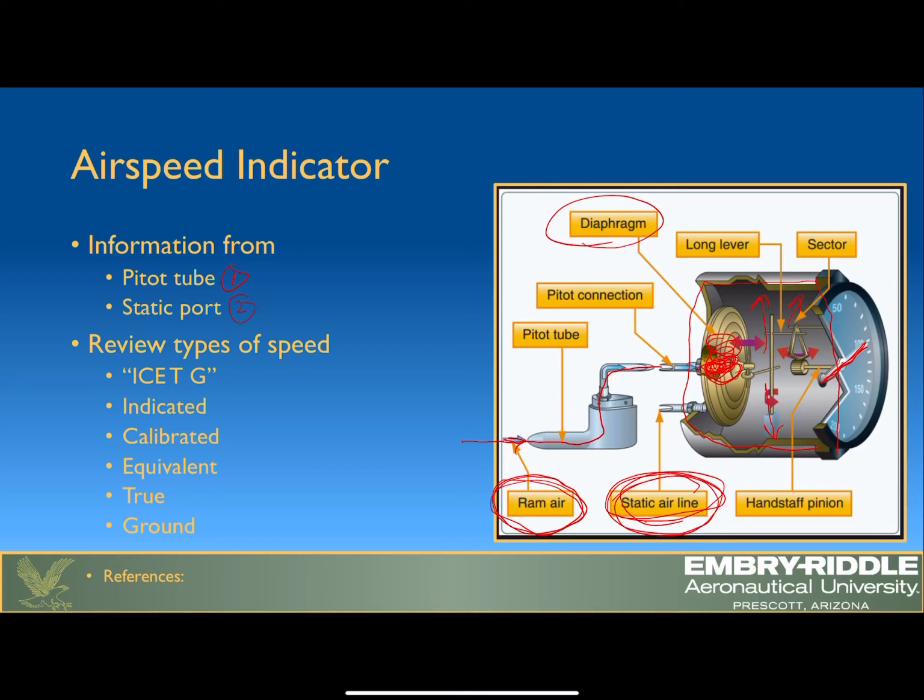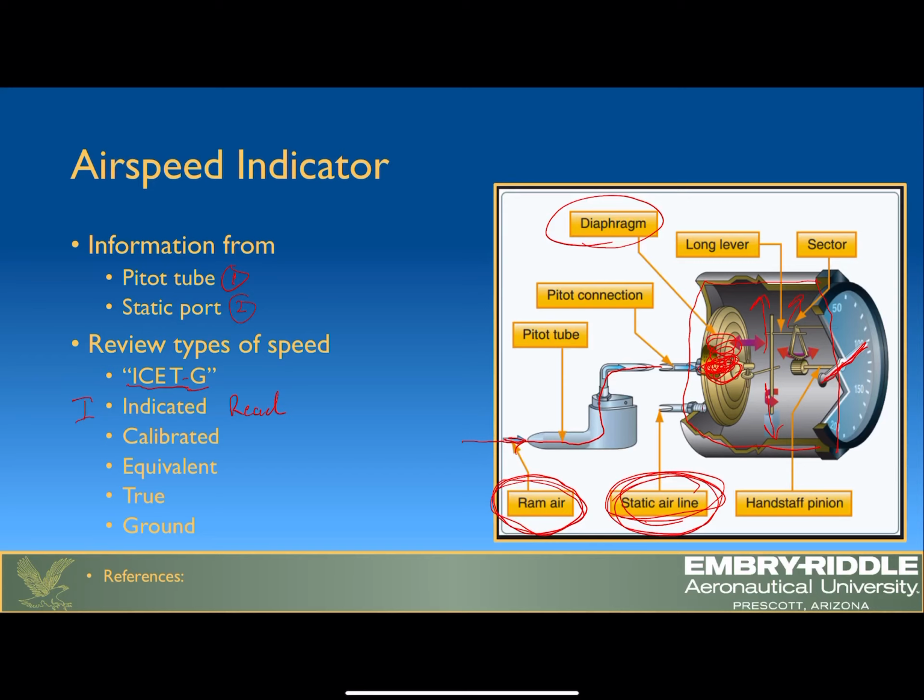Okay, so that's the basics of how the airspeed indicator works. So if you remember, we have a couple different types of airspeed. And we can use the acronym ICE-TG to remember those airspeeds. So first we have indicated. So there's the I in ICE. Indicated, I like to think of this as like raw airspeed data. This is the information that's coming directly to our airspeed indicator. This is what I read. So this is what you read on your airspeed indicator.